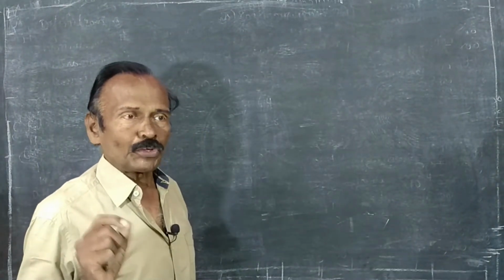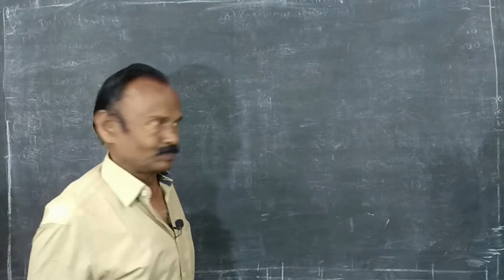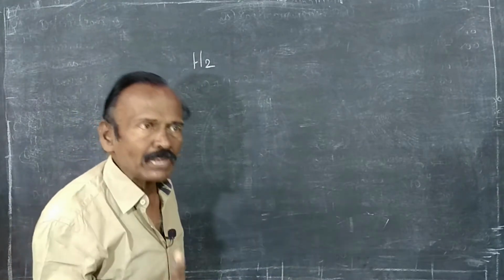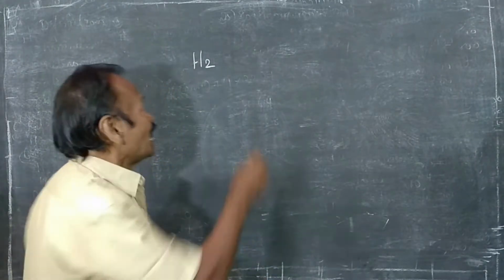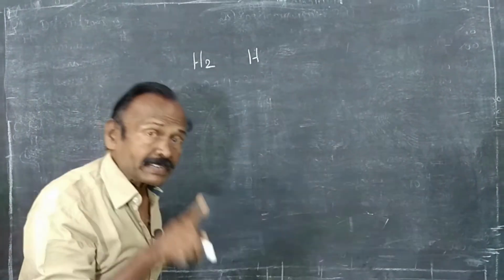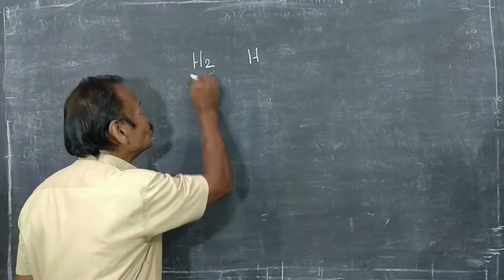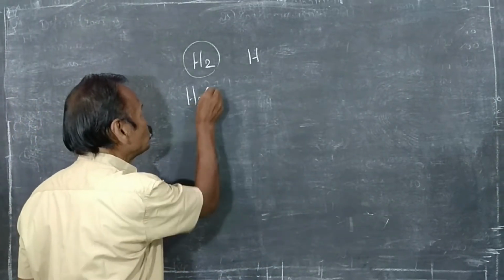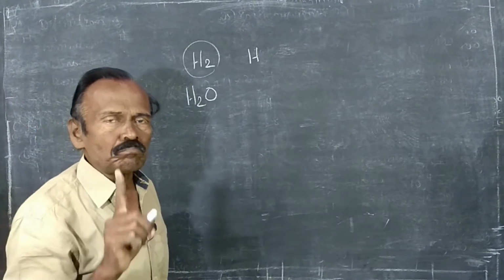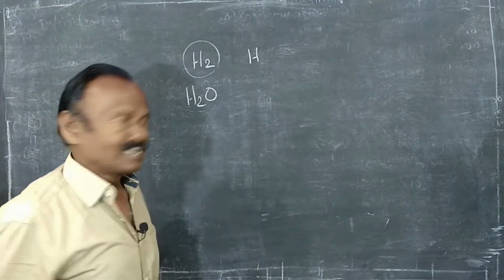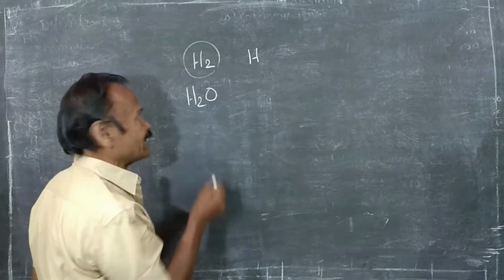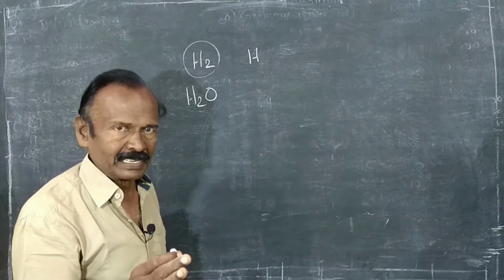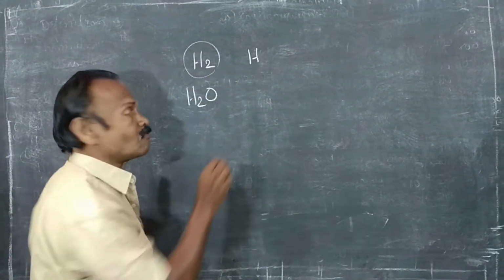Now, what we are going to see is molecule. Take for example, H2 is a molecule of hydrogen. H is an atom of hydrogen. H2 is a molecule of hydrogen. Take for example, H2O. This is one molecule of water. Here, two atoms of hydrogen and one atom of oxygen combine together to form one molecule of water.